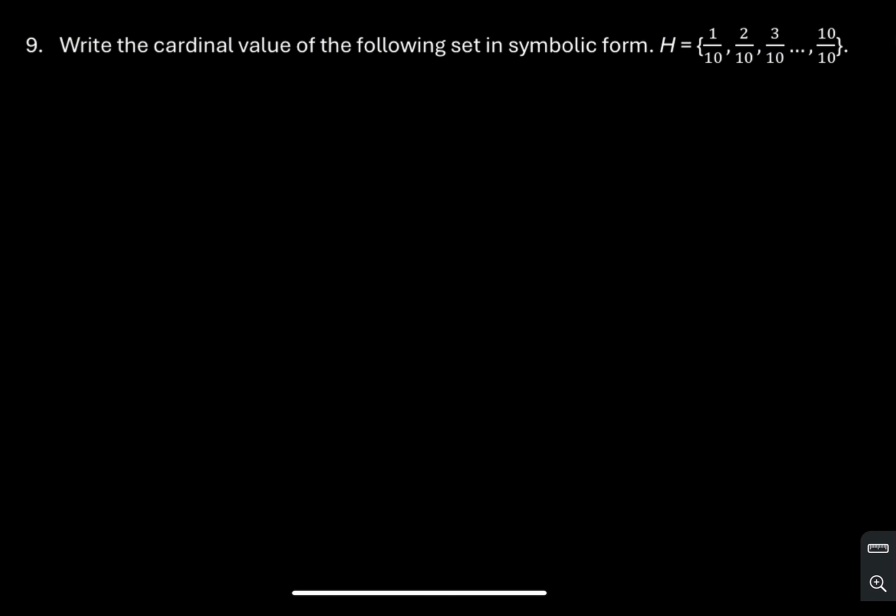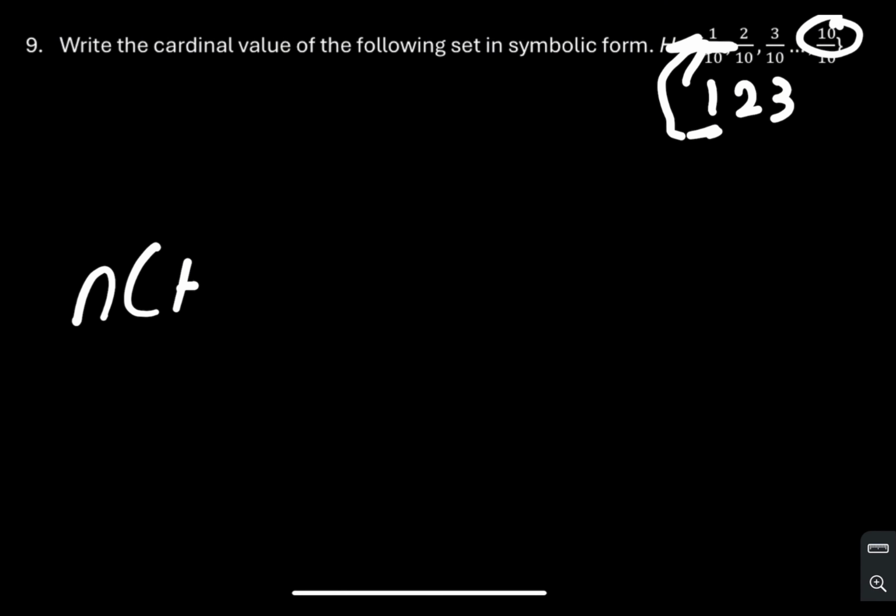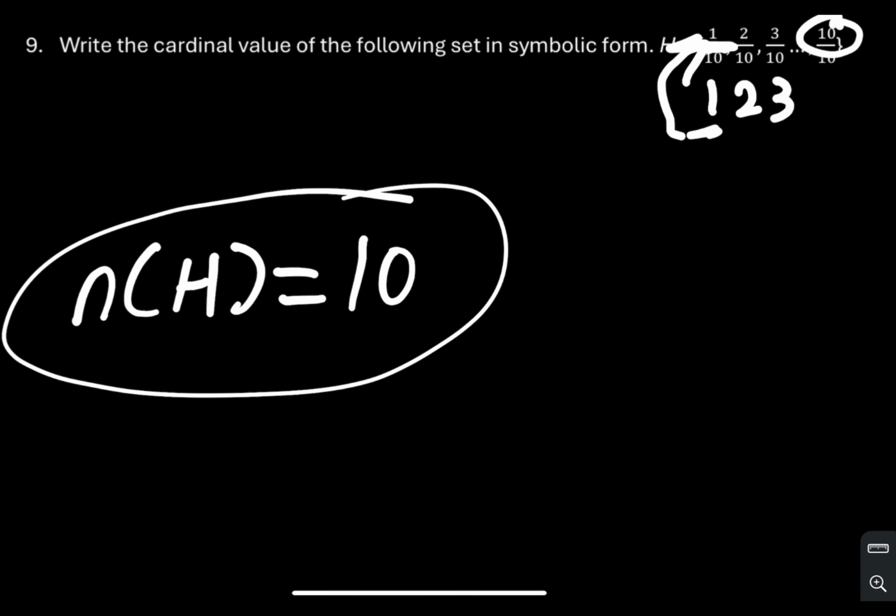Or we can see that it starts at 1, which would be our first element, and then 2, and then 3. But if you notice, this number that we're counting on the bottom matches this number on the top. So we can just look at the last piece, which is 10/10, and notice that it just counts to 10. So there's 10 elements in our set. So we can write the cardinal value of this set as n of H is equal to 10. And that's going to be your answer.